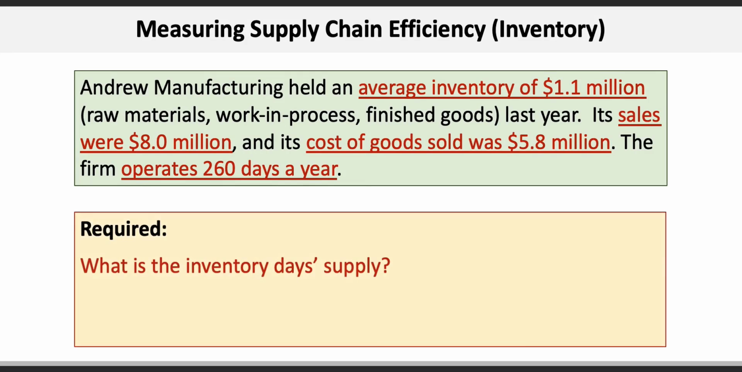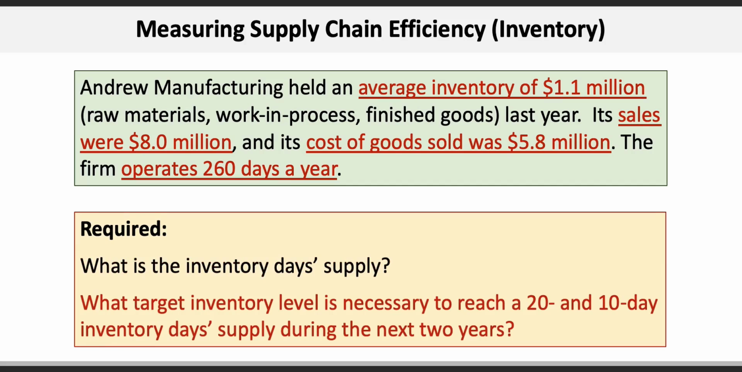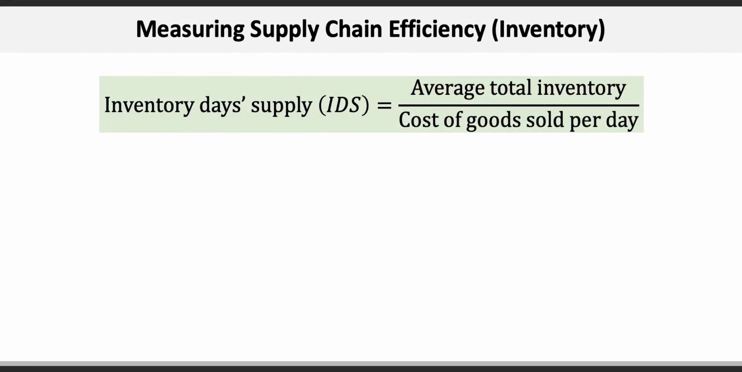There are two requirements for the problem. First, we need to determine what the inventory days supply is, and second, what the target inventory level is to reach a 20 and 10-day inventory day supply during the next 2 years. Let's start with calculating inventory day supply.